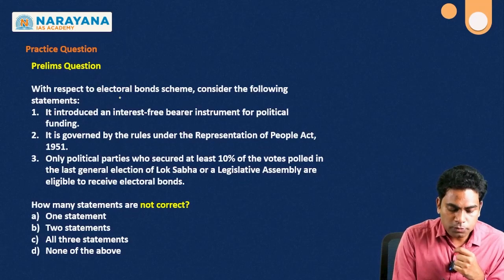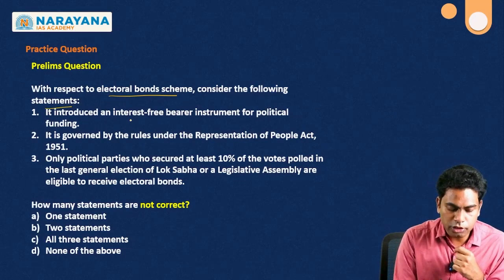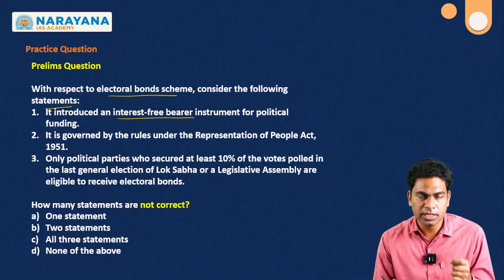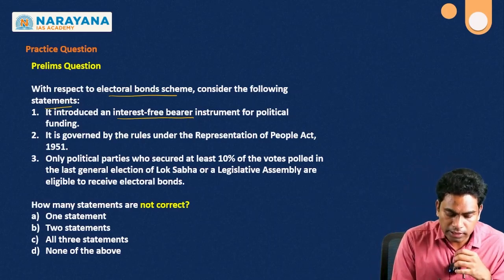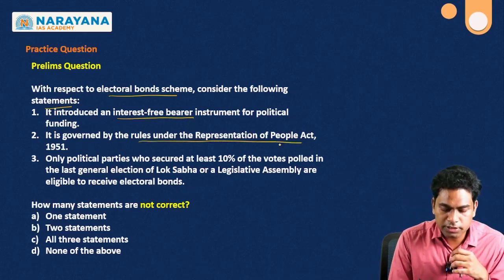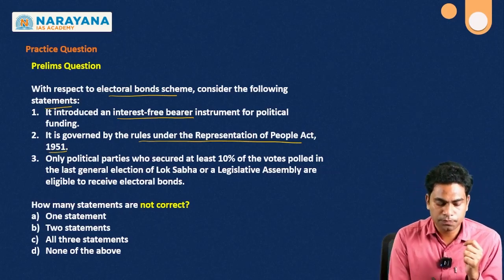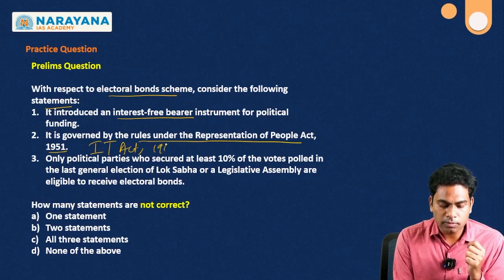Prelims. With respect to the electoral bond scheme, consider the following statements. It introduced an interest-free bearer instrument for political funding. We have already seen it is a bearer instrument and it is interest-free. Next, it is governed by the rules under the Representation of the People Act 1951. This statement is false. It is governed by the IT Act 1961.